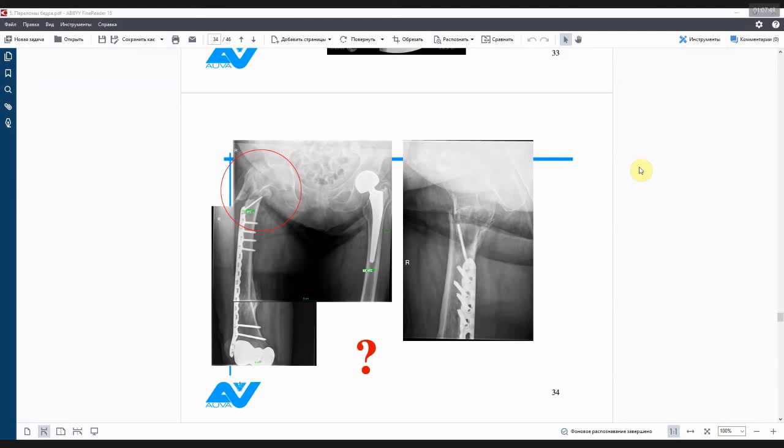Type 1, fracture through the physis between the epiphysis and metaphysis. Type 2, fracture through the physis involving the metaphysis. Type 3, fracture through the physis involving the epiphysis. Type 4, fracture through the physis involving the metaphysis and epiphysis. Type 5, crush injury to the physis between the epiphysis and metaphysis.